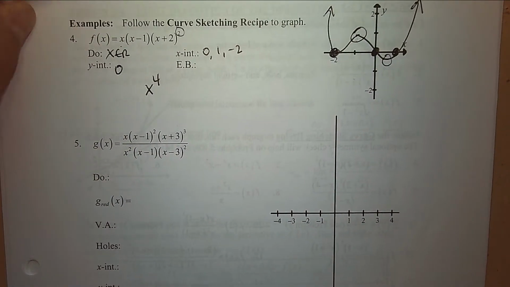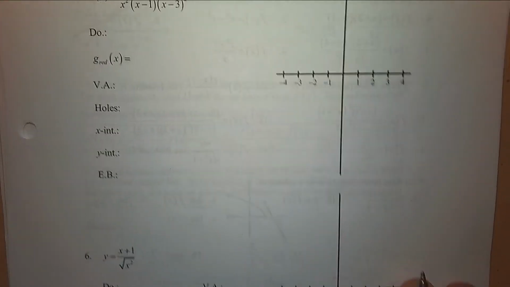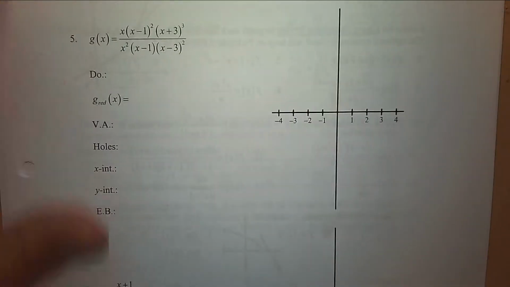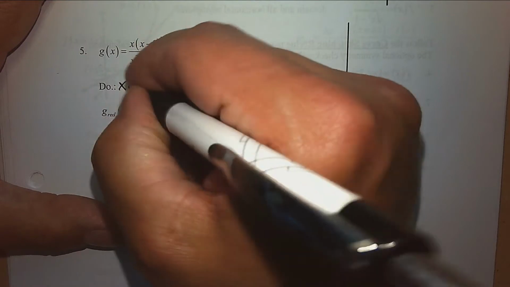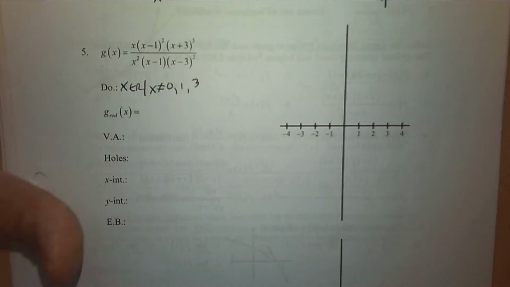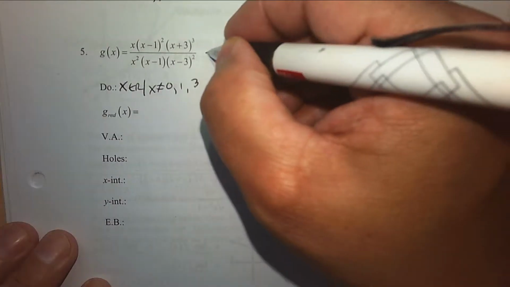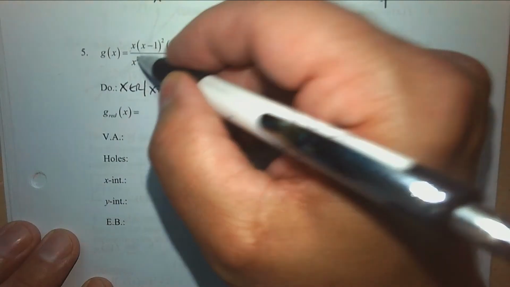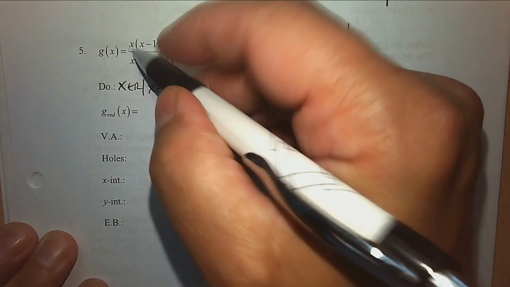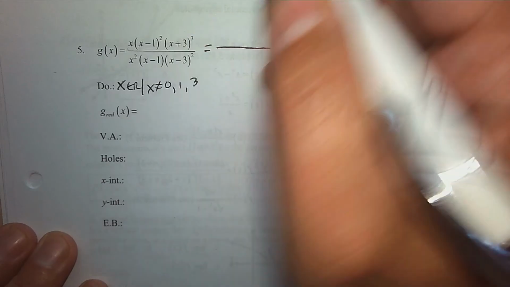What's the domain? Is there any values x can't be? Can't be 0, can't be 1, can't be 3. All from the denominator. Can you reduce this down? What does x do to x squared? Start at the beginning. X makes x squared x.